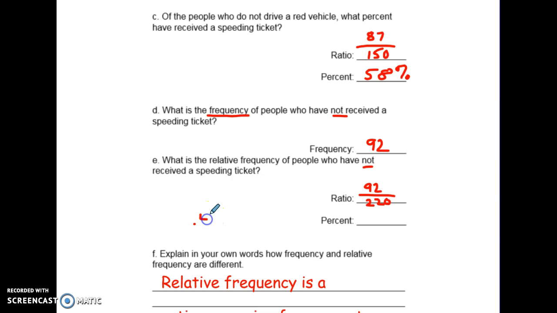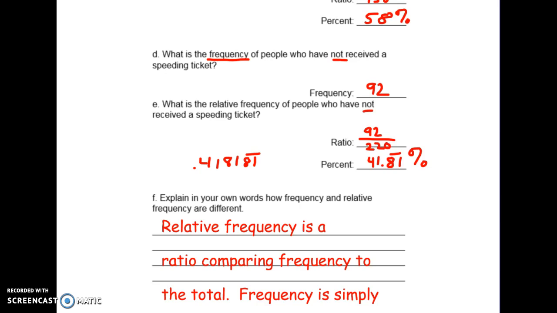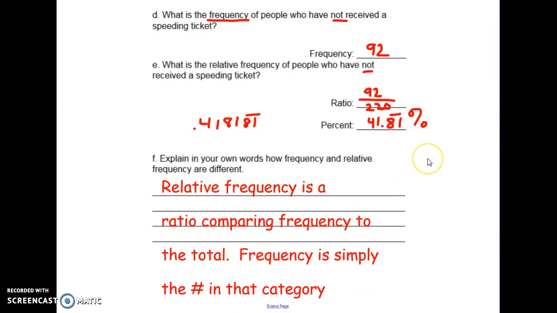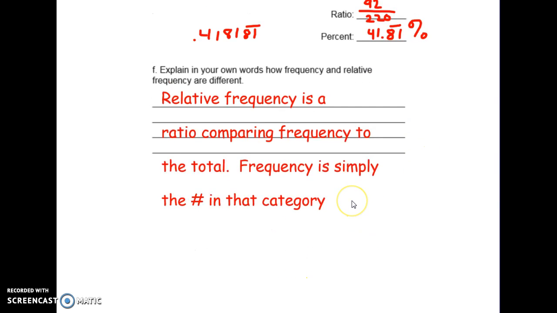This time we get the decimal point 4181, and this time the 81 repeats. So we're going to estimate, well, we don't have to estimate with this one. We can give it an exact value, 41.81%. And then I just wanted us to make sure we remember the definition. Relative frequency is a ratio comparing frequency to the total. Frequency is simply just the number in that category that we're looking at.